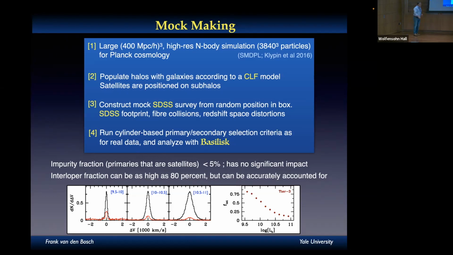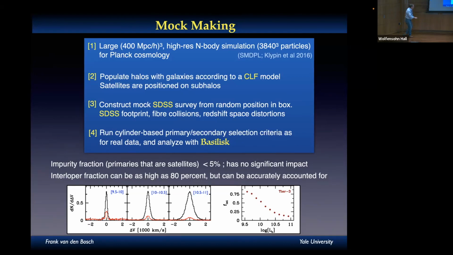We can also measure the interloper fraction. Those are secondaries that actually are not satellites in the same halo as the central. Now, those actually can be really large. You can have 80%. This is the luminosity of the primary, and this is the interloper fraction, and it goes up to about 80% at the low luminosity end. But it's not a big deal because most of those interlopers sit in these high velocity tails. So this is the PDF, and in black are the true satellites, and in red are the interlopers. So most of them sit in this extended envelope. That's easy to correct for.